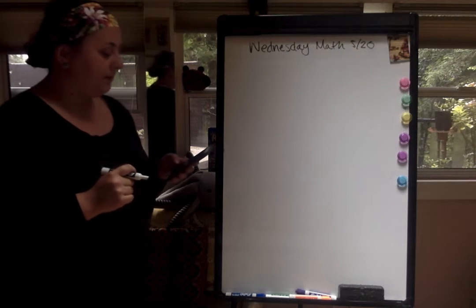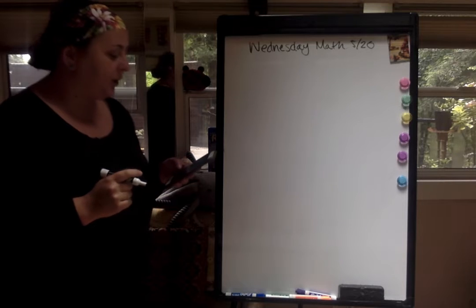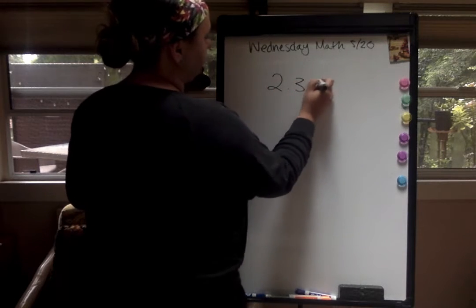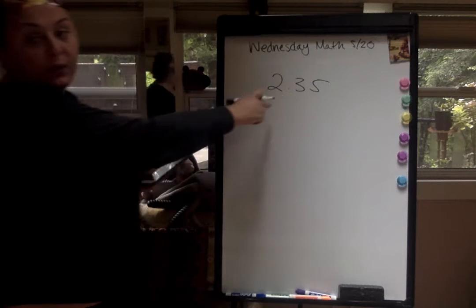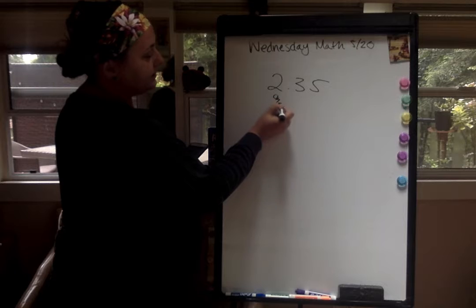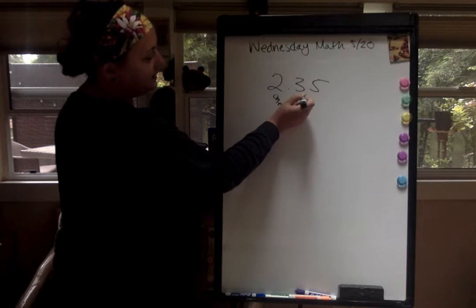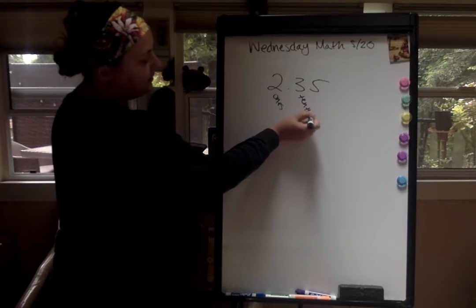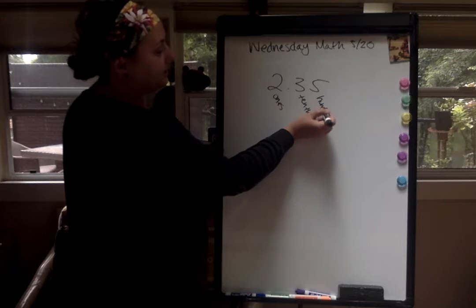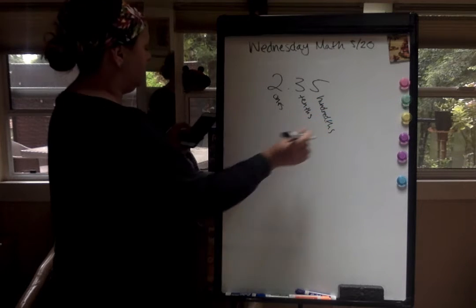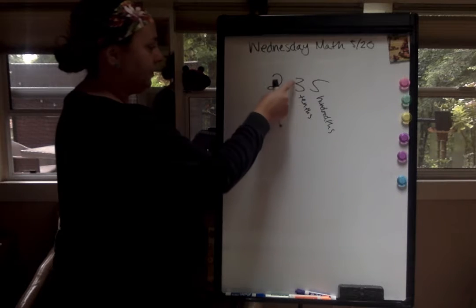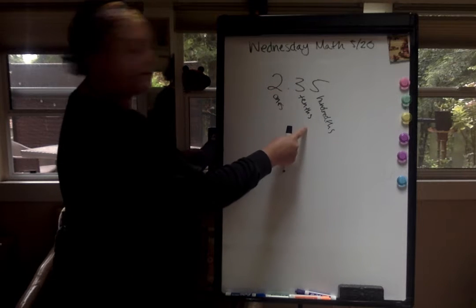Susie ran 2.35 kilometers. What is the value of the 3 in 2.35? So this is place value. They just want to know what the value of this is. So this is the ones place. This is the tenths place. And this is the hundredths place. So what is the value of 3 here? It's 3 tenths.